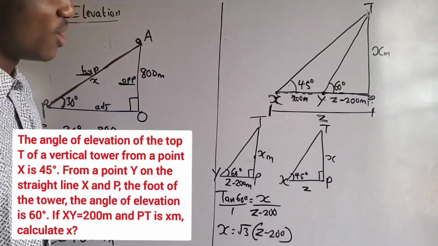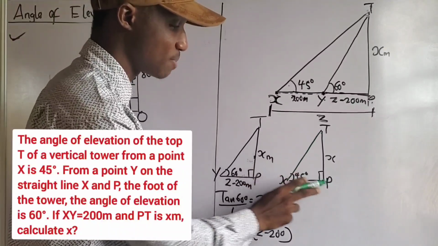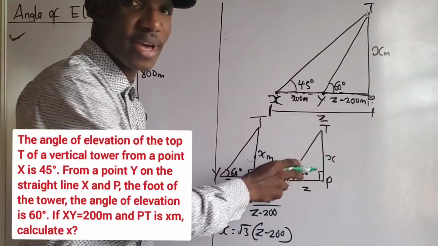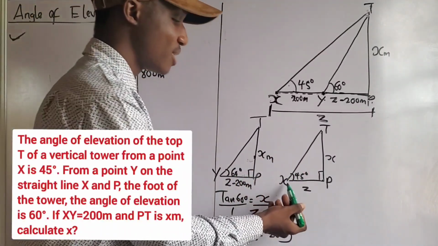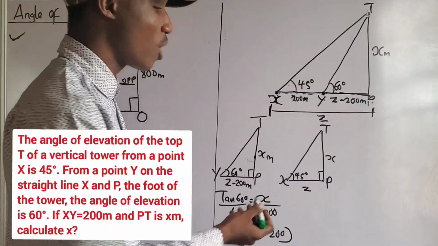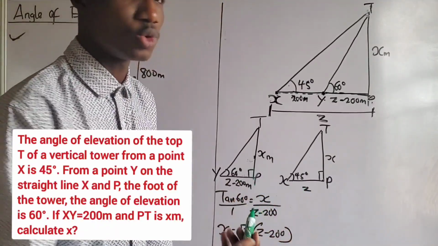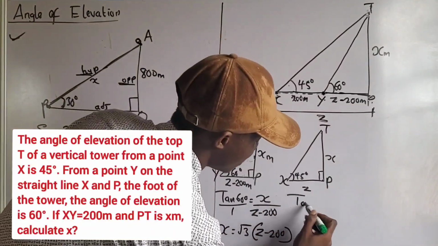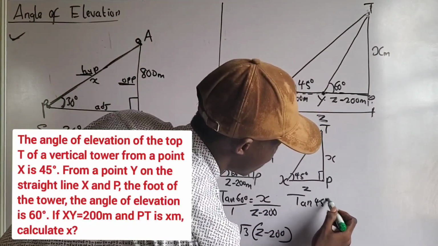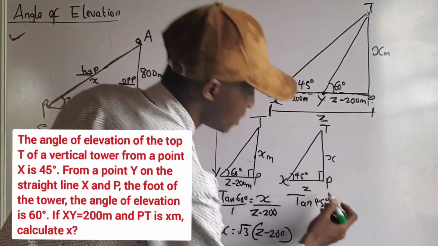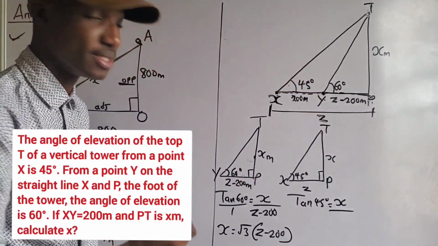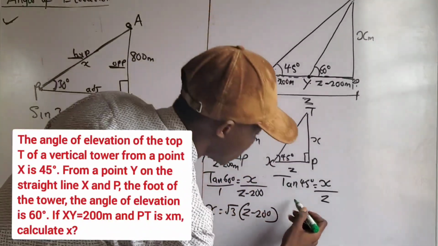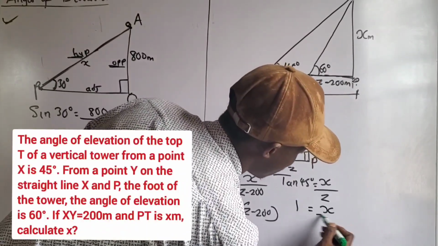Now, looking at the diagram on the board, triangle TXP, we are looking for the value of X, which is the opposite, and this distance is Z. What trigonometric ratio combines the opposite and the adjacent? It is tan. Now the angle will be different. Tan 45 degrees equals opposite, which is X, all over adjacent, which is Z. Tan 45 degrees is 1. So I'm going to have 1 equals to X over Z.